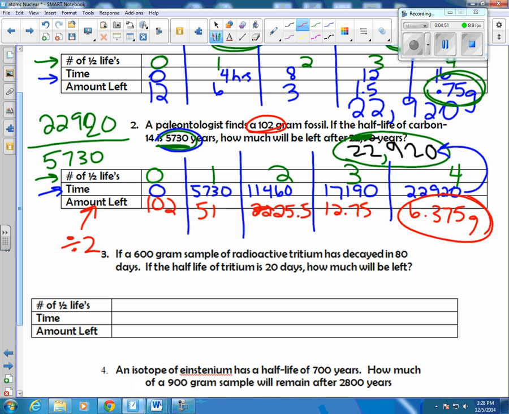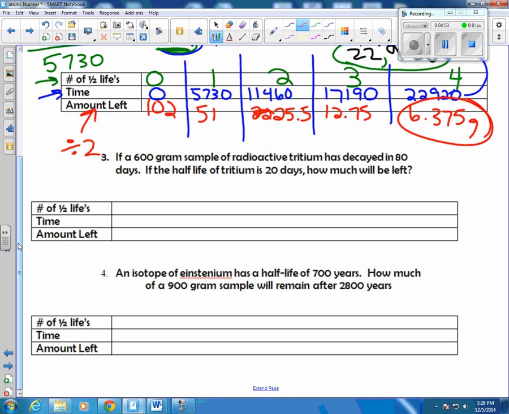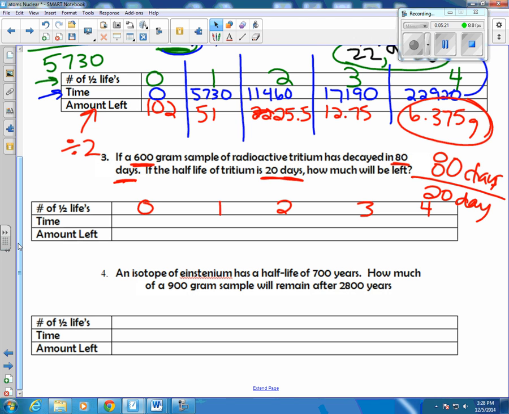Question number 3. We have a 600 gram sample. It decayed in 80 days. So our total time is 80 days. Each half-life is 20 days. So 80 divided by 20, the answer is 4. So again, we are doing 4 half-lives. Now, it won't always be 4, so be careful. Don't just always assume it's going to be 4 half-lives. Just a coincidence right now.